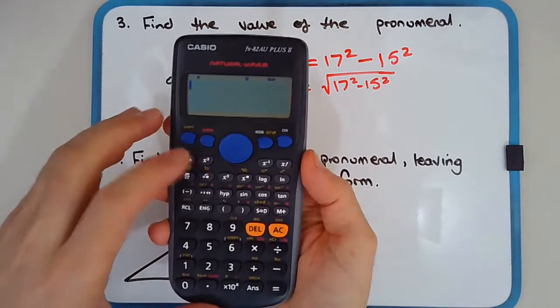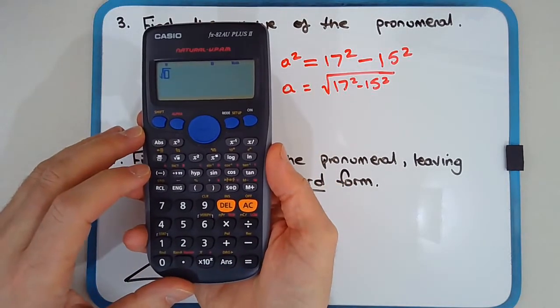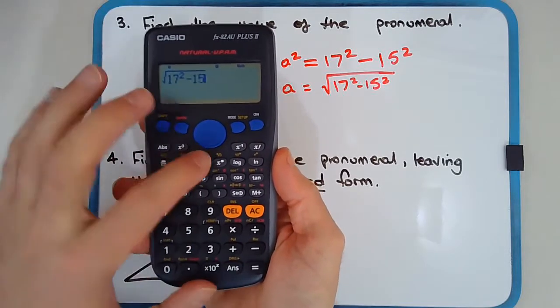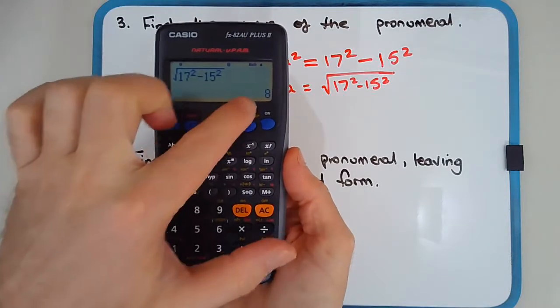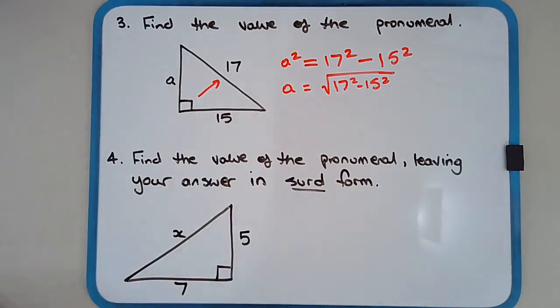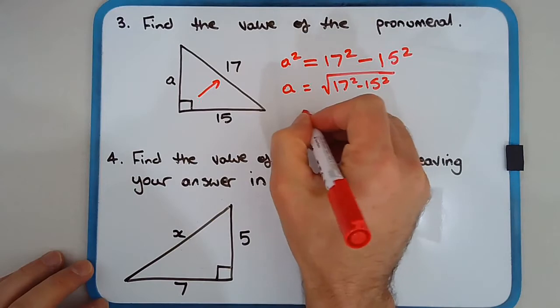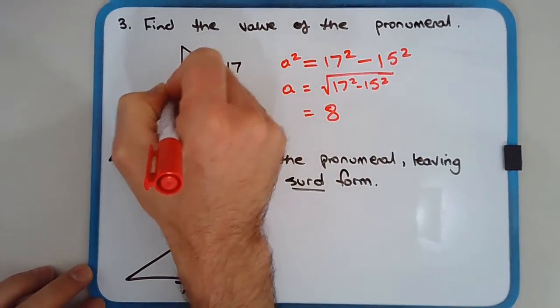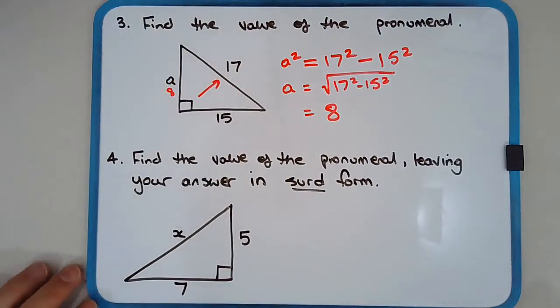We can type that as is in the calculator. So square root of 17 squared minus 15 squared. We may get a nice answer there, and we get 8. That's a very well behaved answer. It's not a surd, is it? It's a nice whole number. So that's equal to 8 there.